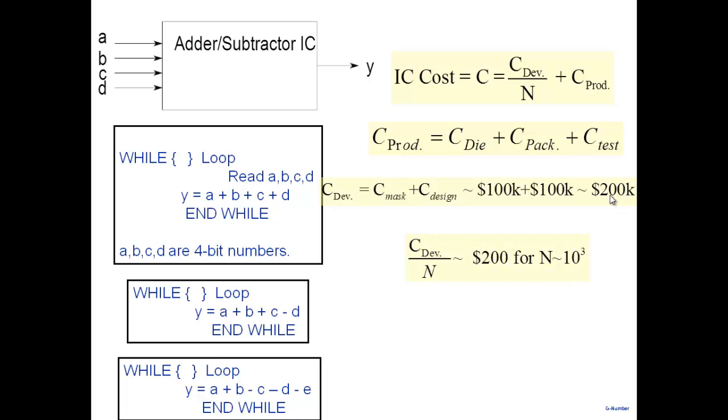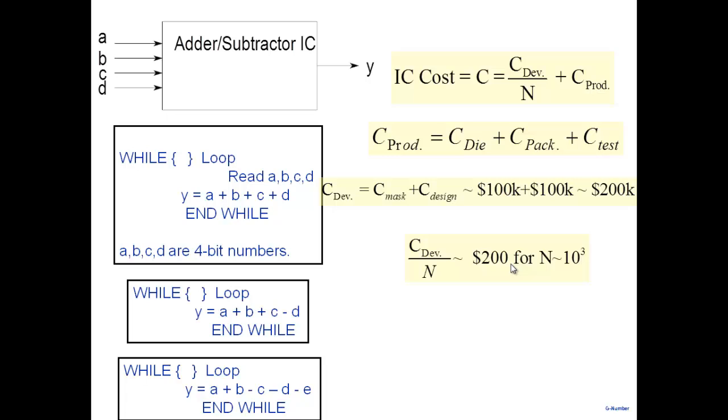So now you can see here, if my application requires not too many ICs, let's say 1,000 pieces or so, the development cost divided by n, the first part here, itself becomes $200. So if I am a developer of some application and I require 1,000 pieces or 2,000 pieces or so, and I want a custom IC design, you can see that is just too expensive.